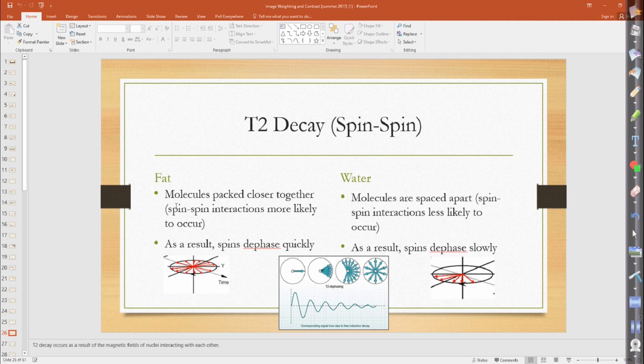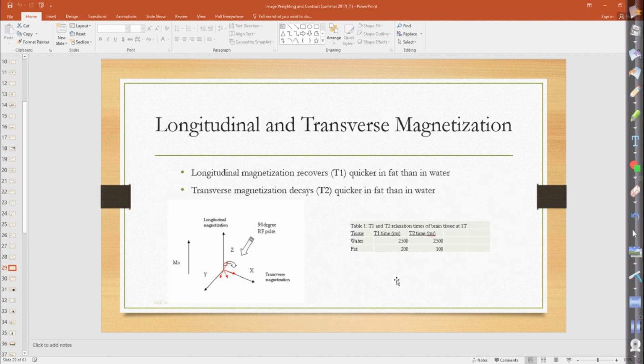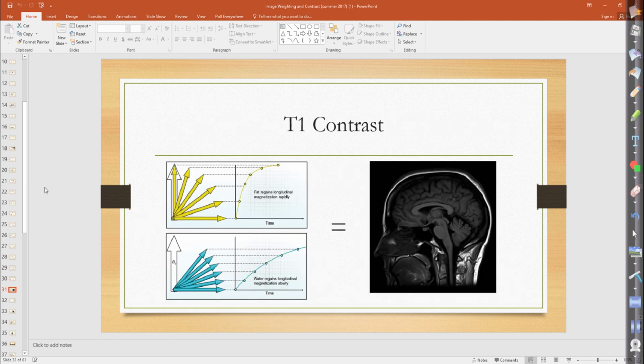Okay, so fat and water, and this shows just how those spins start to decay. Fat decays quicker than water. We got our T2 times of fat and water, and then we're about right here.